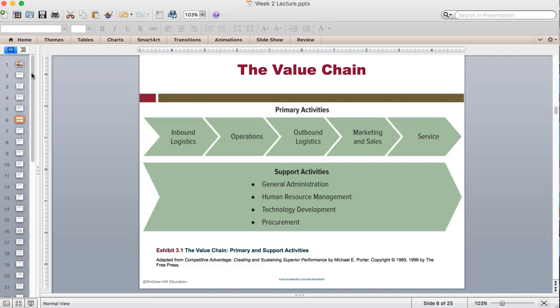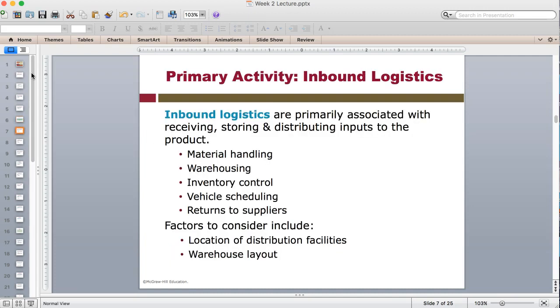You're going to get sick of this chart because this value chain becomes your tool for analyzing the strengths and weaknesses of your company, your organization. We're now going to define each one of these functions, and for each one, the goal is to determine whether that's a strength or a weakness for your organization.